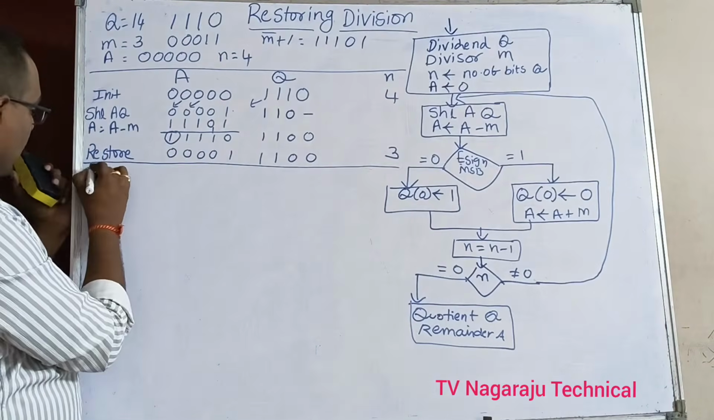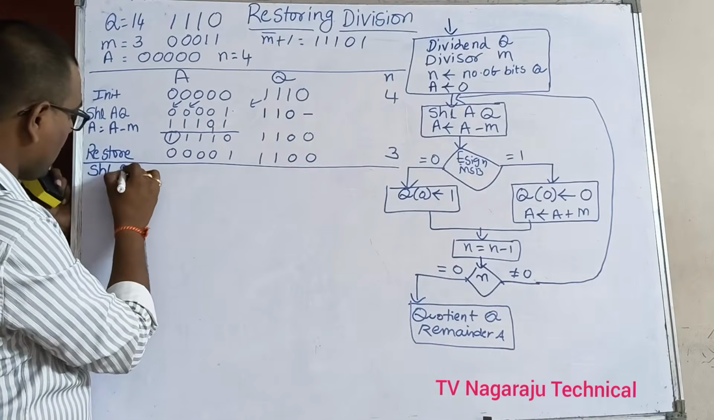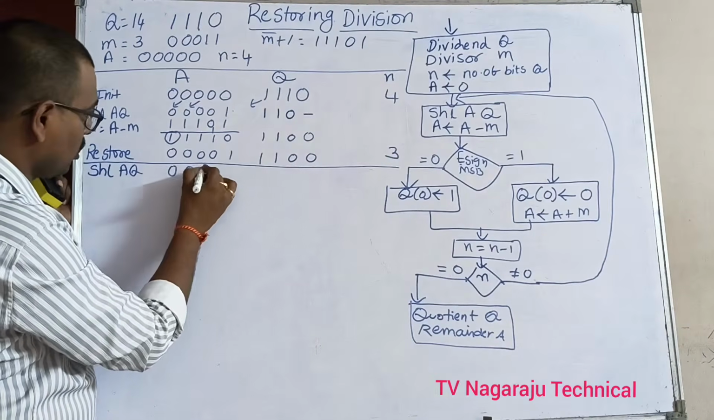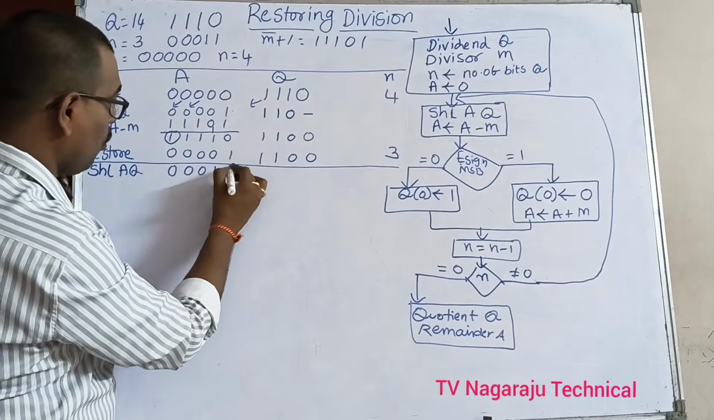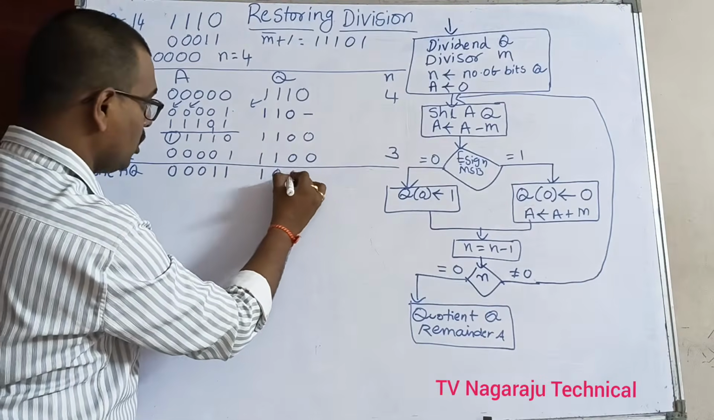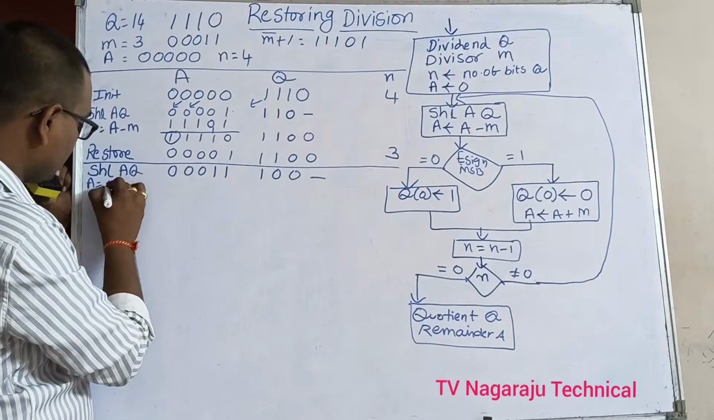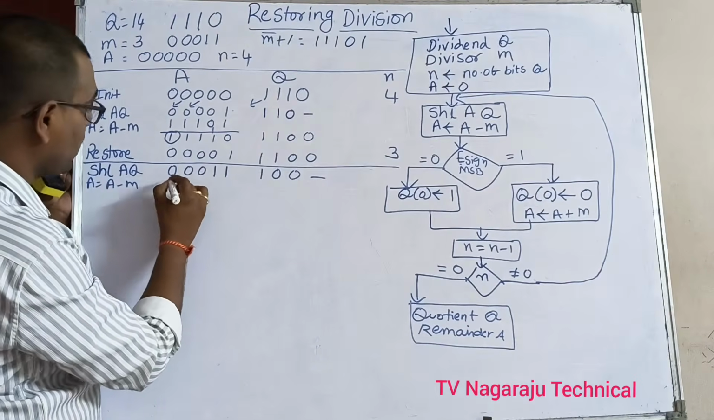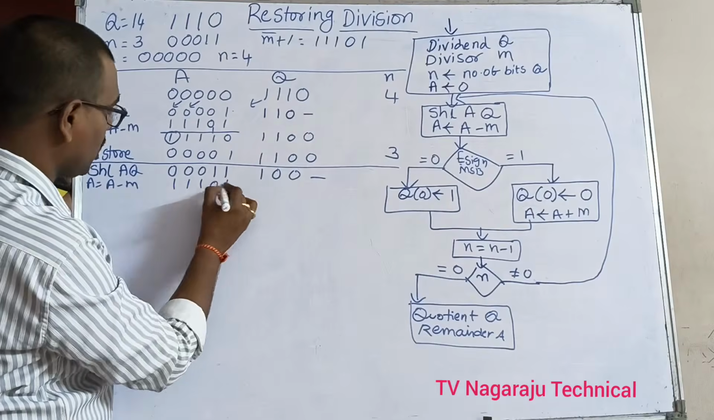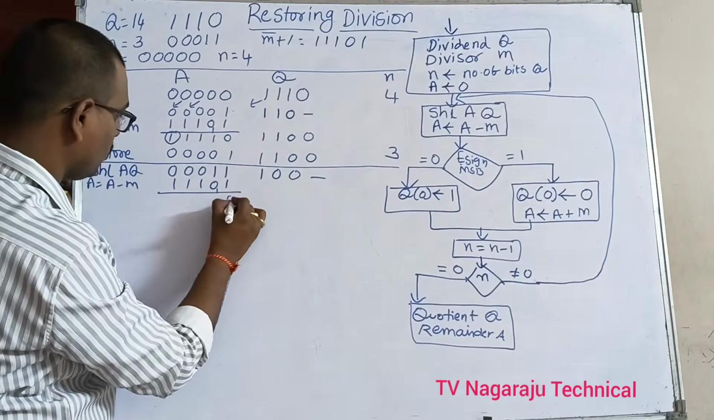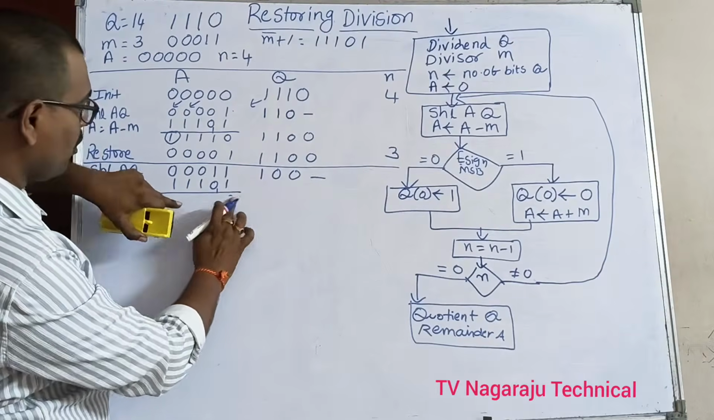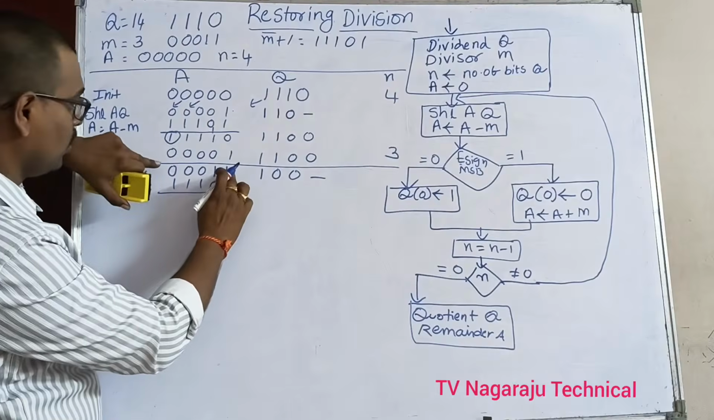Repeat the process. Again do shift left of AQ: 0, 0, 0, 1, 1, 1, 0, 0, dash. Here you need to fill the value. Again same, A is equal to A minus M. So 11101, do the addition operation. Here anyway, before doing, observe what is the value.